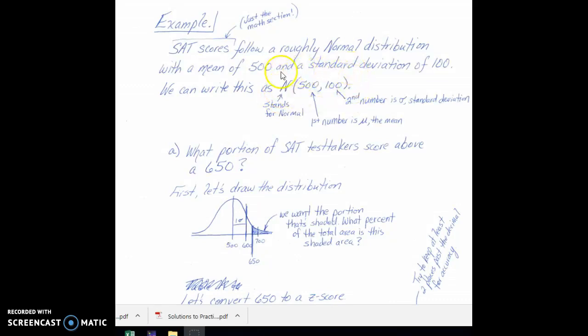You'll see that sometimes. In reality, the mean I think has been a little bit higher in the past, but this is roughly good enough for this problem anyway. So what portion of SAT test takers score above 650? We're going to assume throughout this problem that we're dealing with a normal distribution, mean 500, standard deviation 100, to answer these questions.